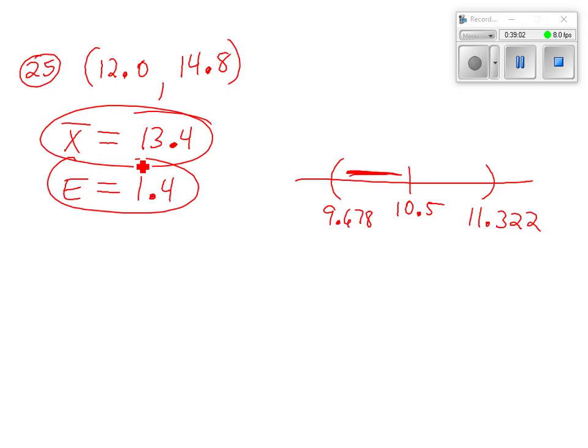Is that all we need to find? I think that's all they wanted on those 2, wasn't it? I don't know, I didn't read the directions. Use the given confidence interval to find the margin of error and the sample mean. That's all they wanted.